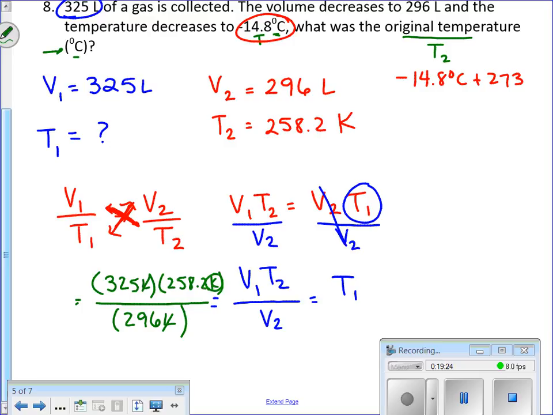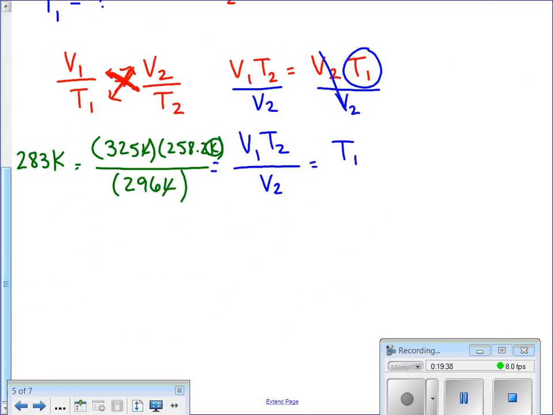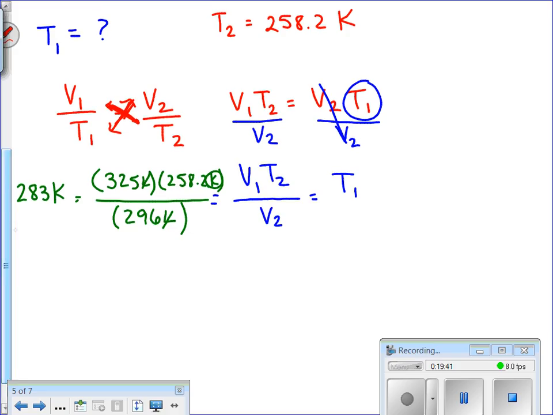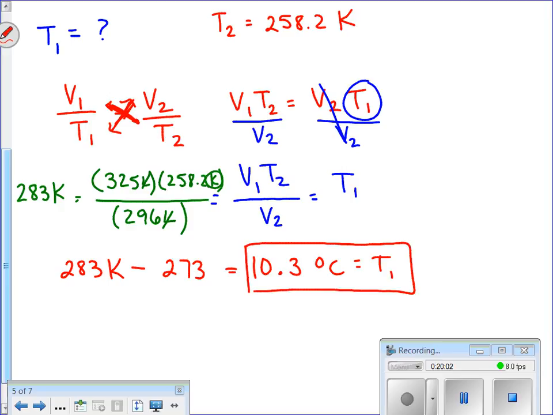Okay, so I get to 3 sig figs, 283 Kelvin. And I need to convert that back to degrees Celsius. So I'm going to take 283 Kelvin minus 273 is going to equal my temperature in degrees Celsius. And then you just do 3 significant figures, so it's going to be 10.3 degrees Celsius. That is T1, the original temperature. Okay?